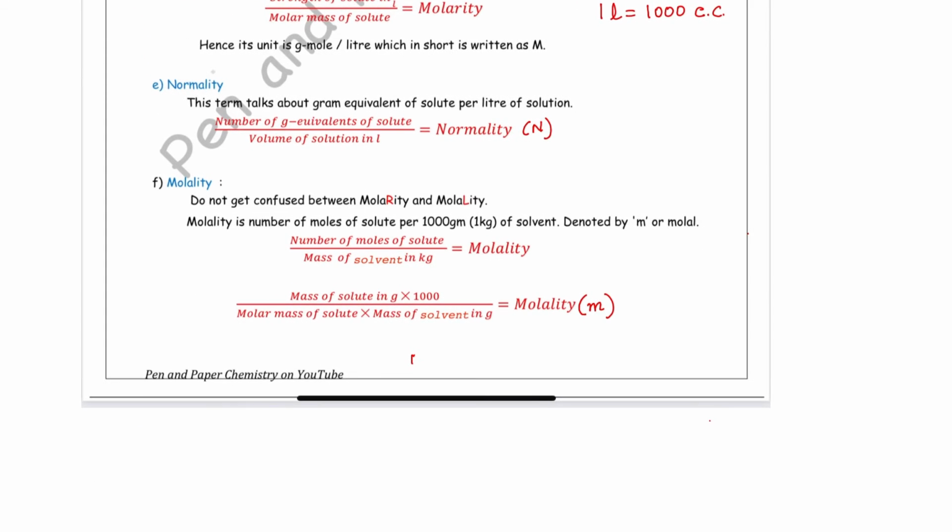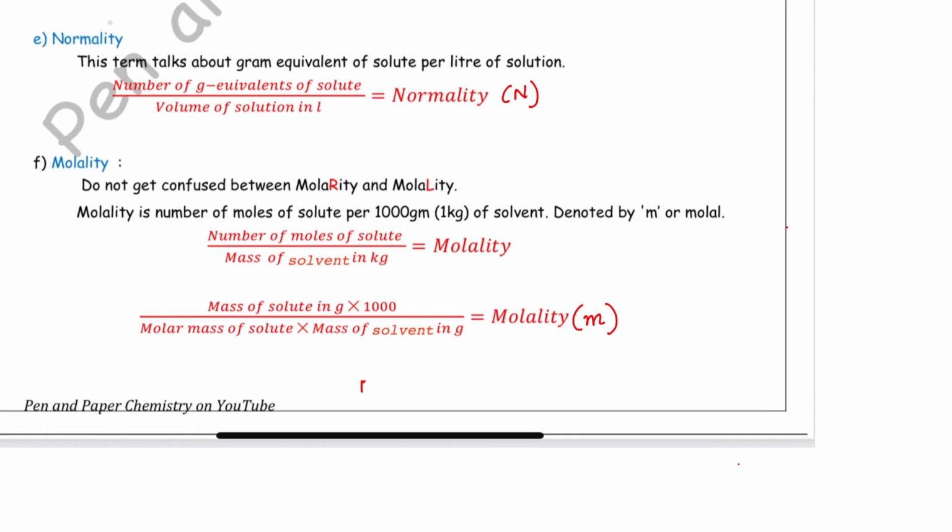When I talk about molality, now this again is number of moles, so I will simply put it over here as moles, right? Mass of the solvent in kg, so the unit would be moles per kg, which is also written as small m.